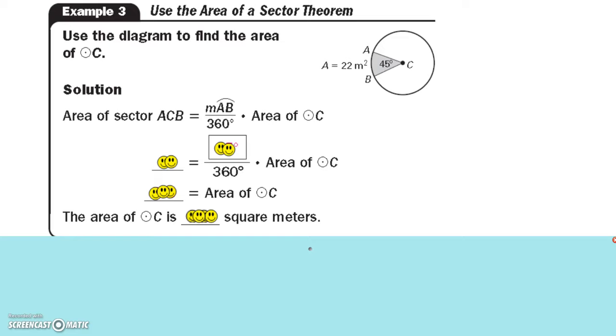Hi, we're continuing looking at the relationship of the area of a sector of a circle with the area of the entire circle. So in this example, we have the area of the sector and also the measure of the arc. The question is, what is the area of circle C? Remember, you name a circle by its center point.